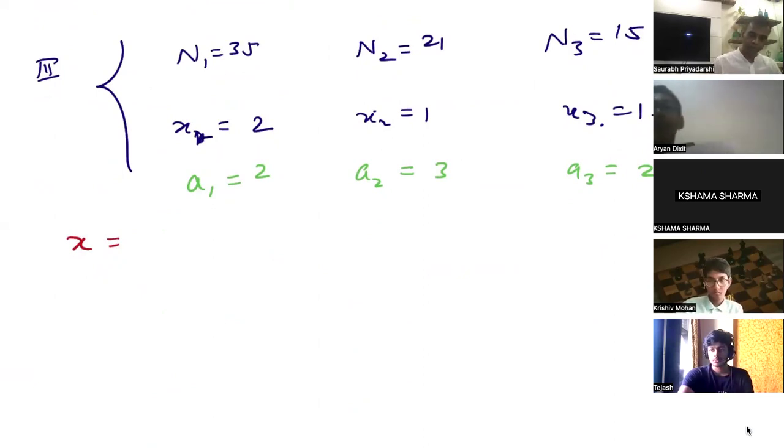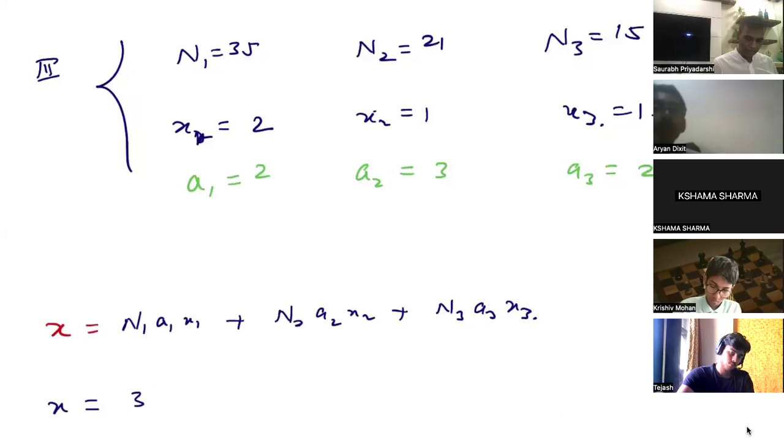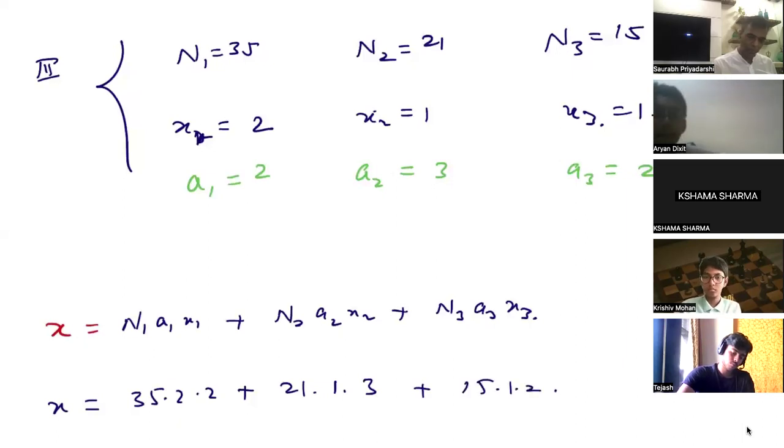Right? So I assume we have to multiply A1 x1 n1 plus A2 x2 n2 plus A3 n3 x3, right? Yes, and add it. And then this X is N1, A1, X1 plus N2, A2, X2 plus N3, A3, X3. For this X, you are getting N1 35 into 2 into 2. N2 is 21 into 1 into 3 plus N3 is 15 into 1 into 2.